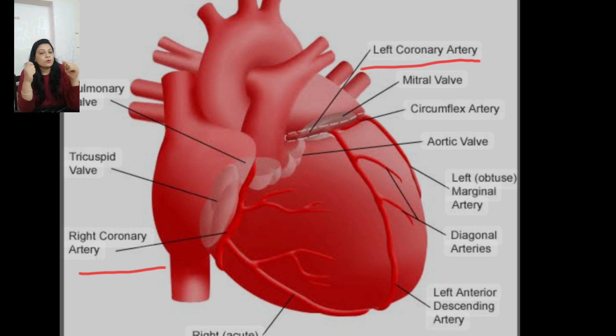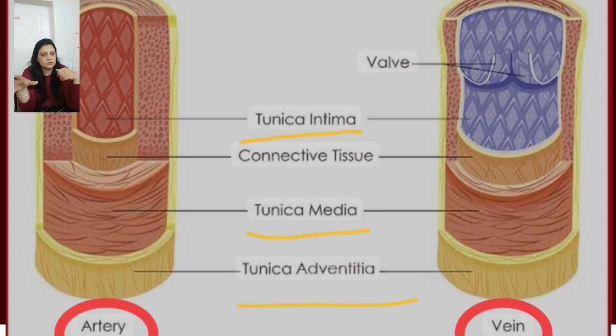Now on the right side we have the right coronary artery, then we have the posterior descending artery. On the left side we have the left anterior descending artery, here is the posterior descending artery and the diagonal branches. So this is about the arteries.